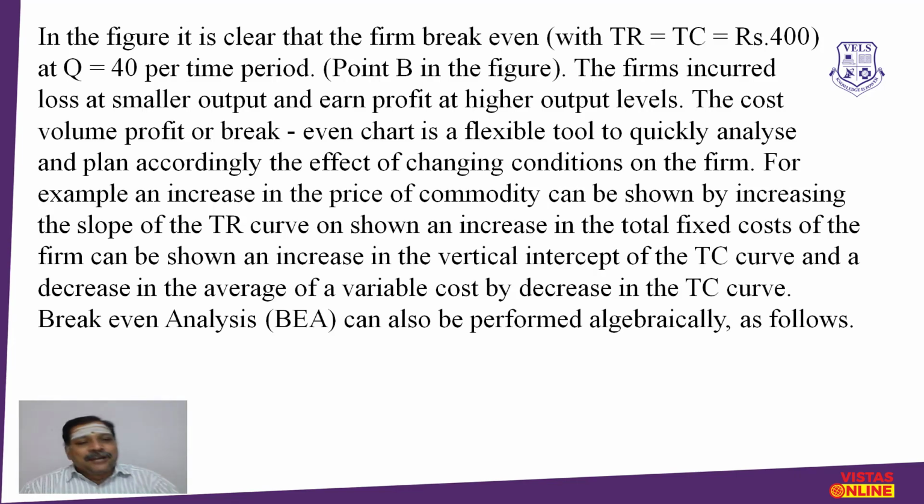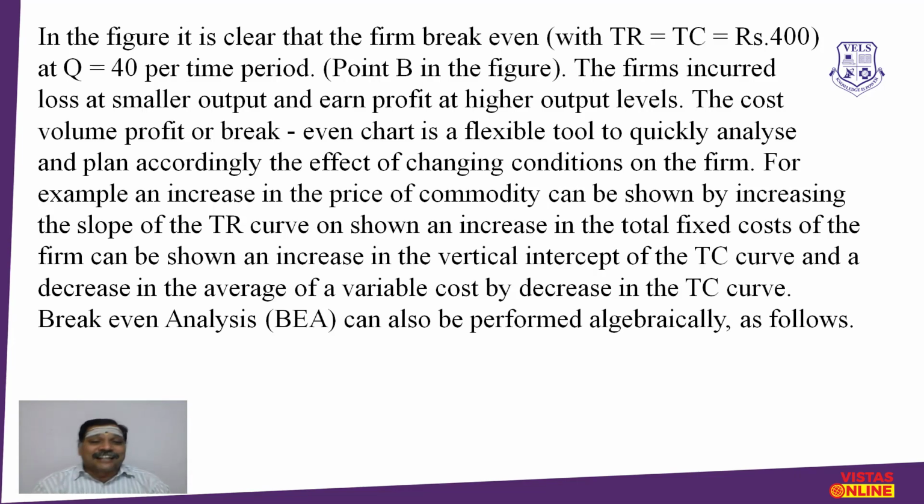For example, an increase in the price or the quantity can be shown by increasing the slope of the TR, because P into Q is the total revenue. In the same way, an increase in the total fixed cost can be shown by an increase in the vertical intercept of the total cost curve. So how to identify a decrease in the average variable cost? It shows as a decrease in the slope of the total cost curve. That change we can see in the graph. So, based on that, we can take ad hoc decisions.